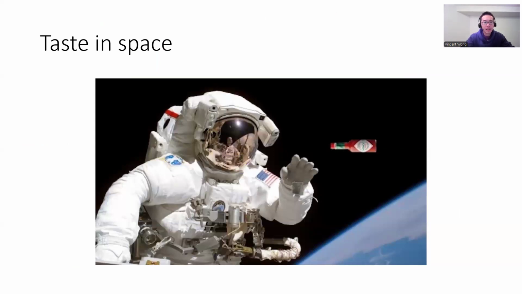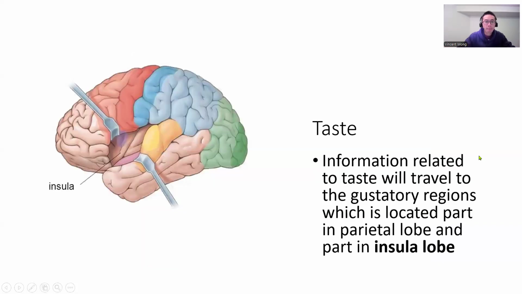Fun fact, things are tasteless in space. Okay, for some reason the taste buds don't really work. Maybe without the gravity, the chemicals don't get pulled into the papillae as much. And so astronauts have to bring hot sauce to space to increase the palatability, right, of the food. So where does all the information related to taste go?